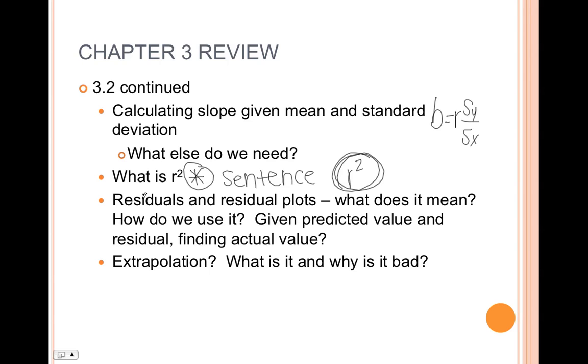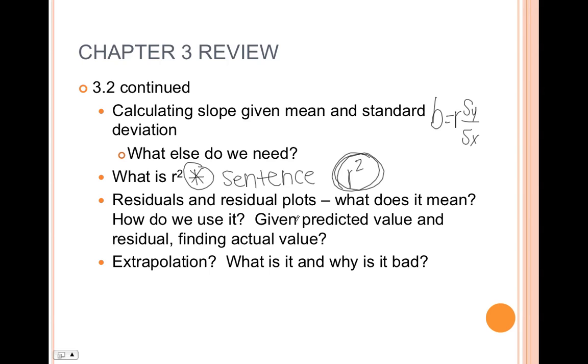You need to be able to calculate residuals and look at residual plots. You need to know what they mean and how we use them. For example, with a residual plot, what is it that I'm looking for? I'm looking for no pattern. I'm looking for random scatter. If I see no pattern in the residual plot, that means I have a good linear model in my original scatter plot.